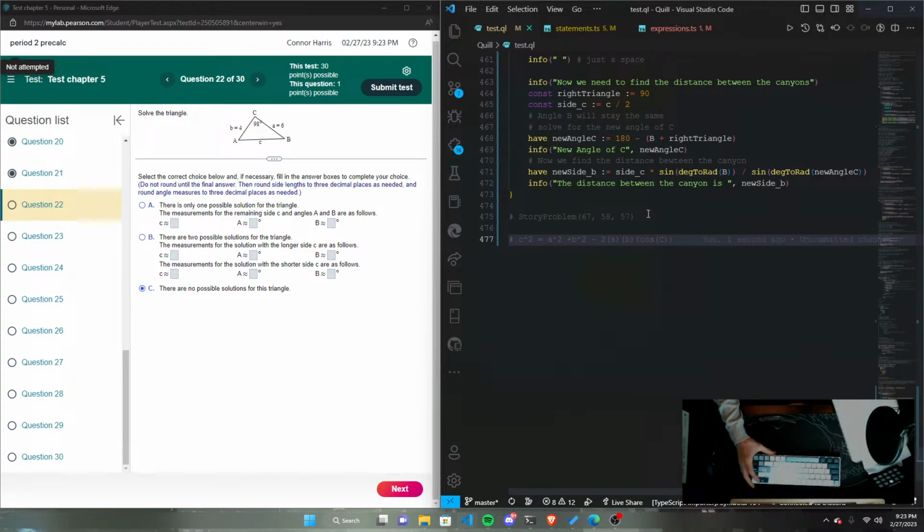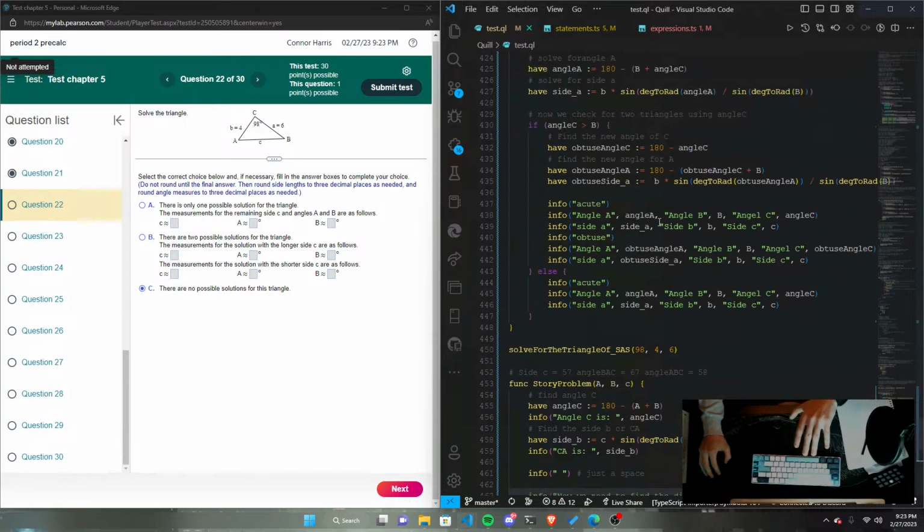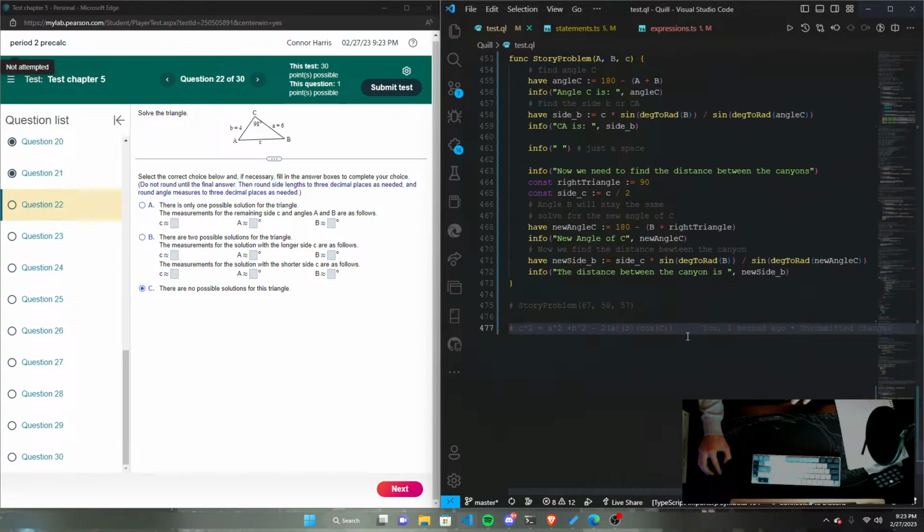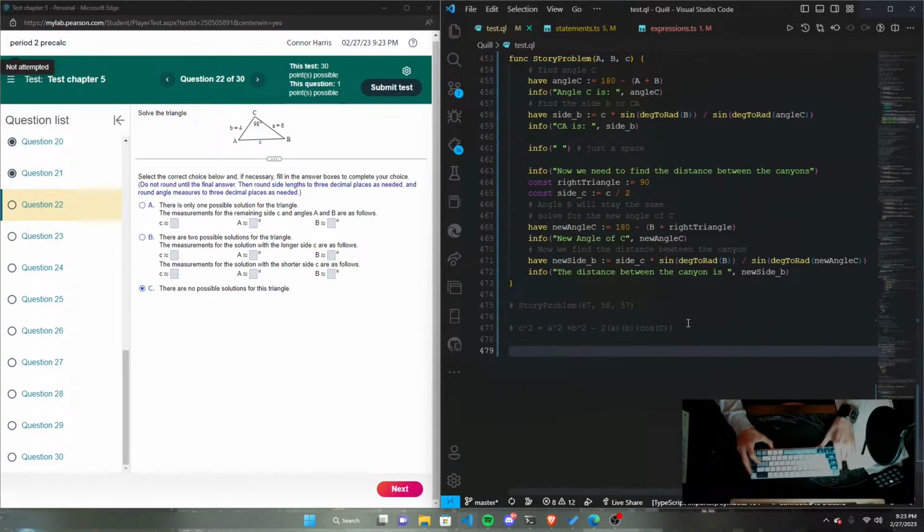No, the issue is that still doesn't find any unknown. The problem is because I was trying to use law of sines on a triangle that uses the law of cosines, which is why it's returning the value of unknown. So, I think let's just program this.